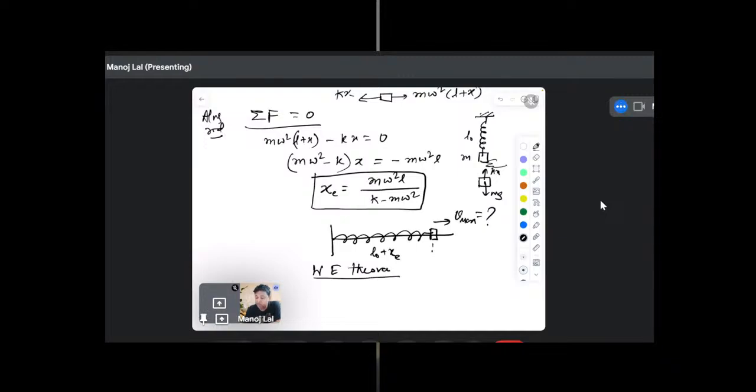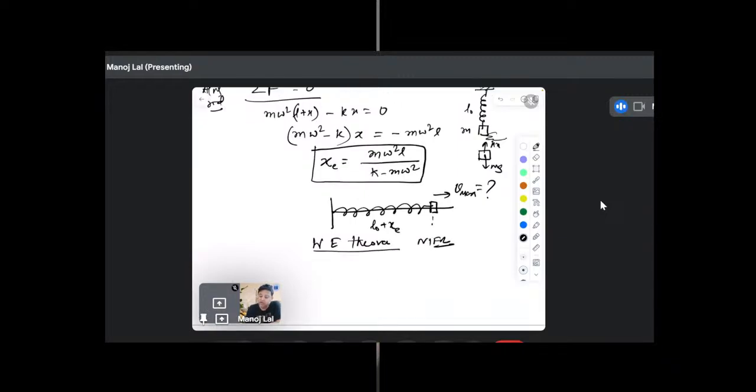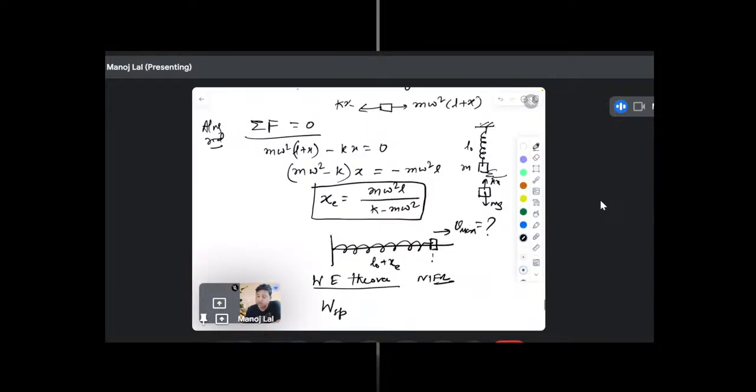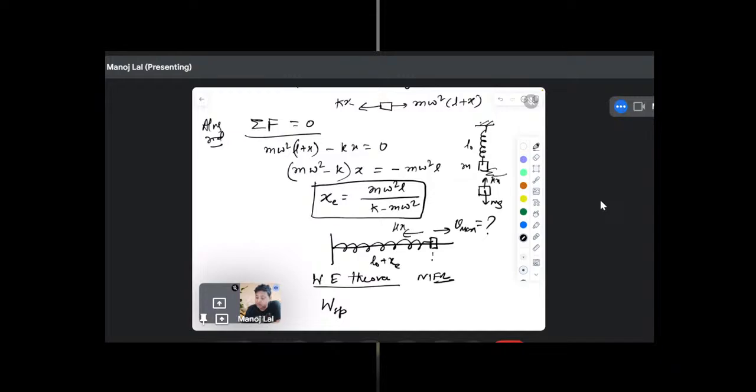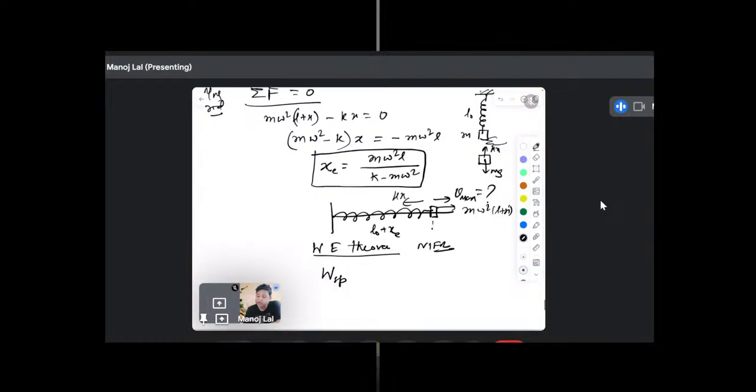And that is also with non-inertial frame of reference. For that observer we are applying this. So what we can write here: the work done by spring force plus the work done by m omega square (L plus x) at some moment in between. So let me write x at some moment of time. So work done by spring force plus work done by this centrifugal force, or pseudo force. Let me write pseudo force.